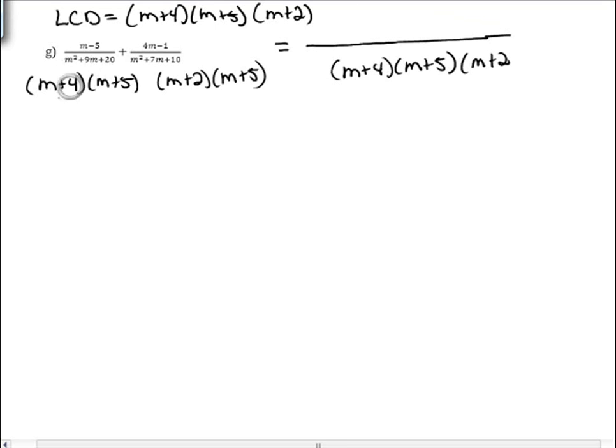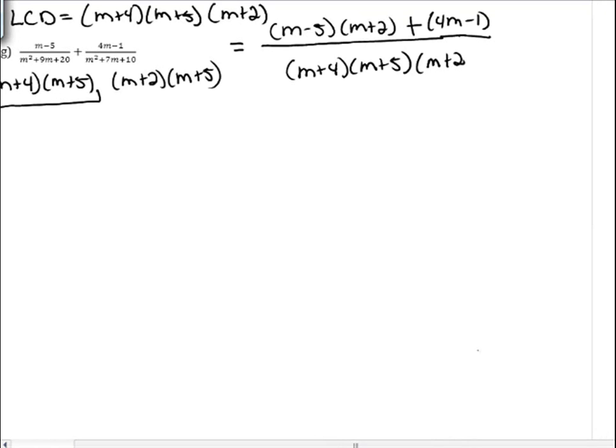The first denominator, remember, came from this m plus 4, m plus 5, and what's missing from that is the m plus 2. So I need to multiply this top by m plus 2, and then plus 4m minus 1. And this denominator came from here, m plus 2, m plus 5, and so that one is missing the m plus 4.